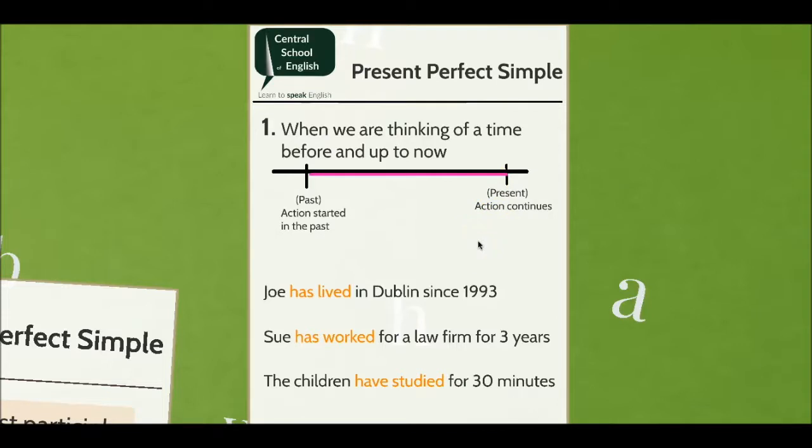In the sentence, the children have studied for 30 minutes. The children began studying 30 minutes ago, and the children are studying at the moment. The action of studying began in the past and is not finished.